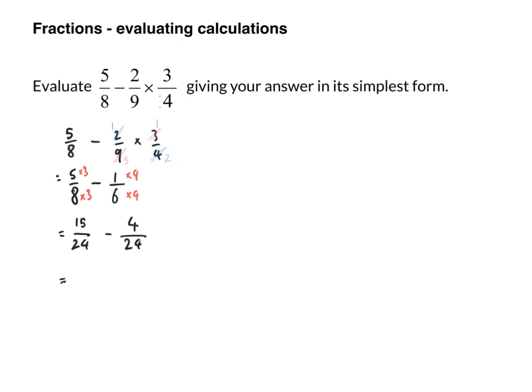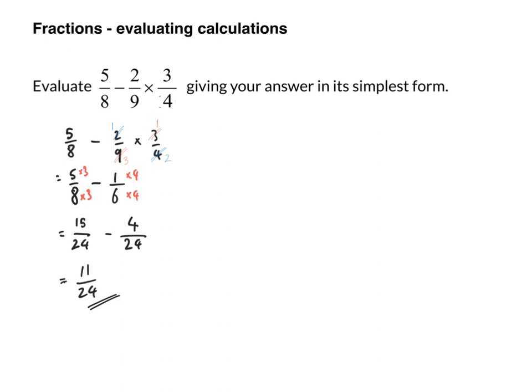Now I can just go ahead and perform the subtraction. My answer is going to be out of 24 because that is my common denominator. 15 take away 4 is 11. Now I'm going to quickly check if this will simplify. 11, the only numbers that will divide 11 are 1 and 11. Well, dividing by 1 isn't going to help me simplify, and 24 doesn't divide by 11. So my answer will not simplify any further. We're done with the question there.